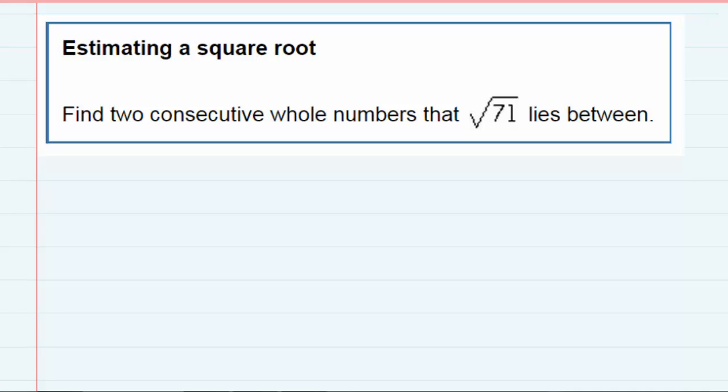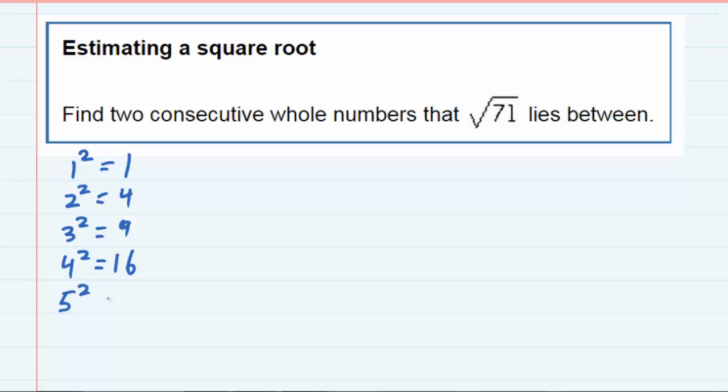Estimating a square root. We're asked to find two consecutive whole numbers that the square root of 71 lies between. To start off with, we should memorize certain perfect squares, at least the first few, to help us with square roots. So 1 squared would be 1, 2 squared is 4, 3 squared is 9, and so on.